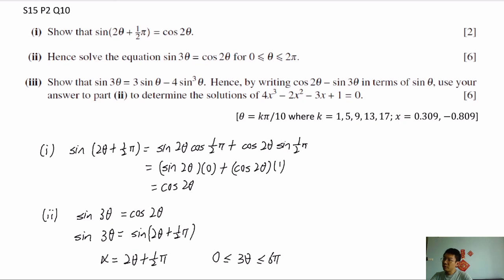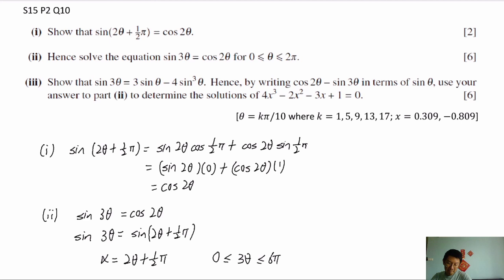Okay, first one, we have got sin(2θ + ½π) = cos 2θ. For this one, we use the compound angle formula. It shouldn't be a difficult thing to do, so we can actually get the proof quite easily.